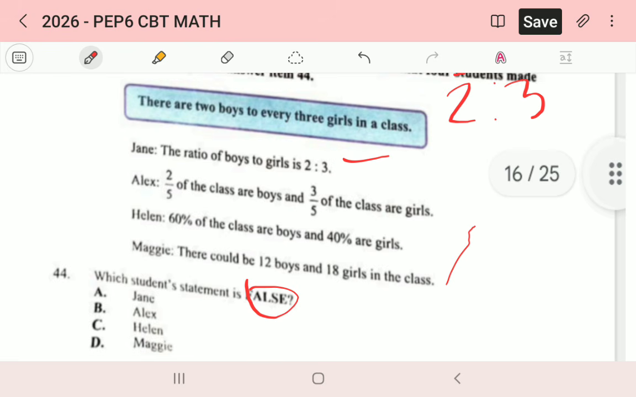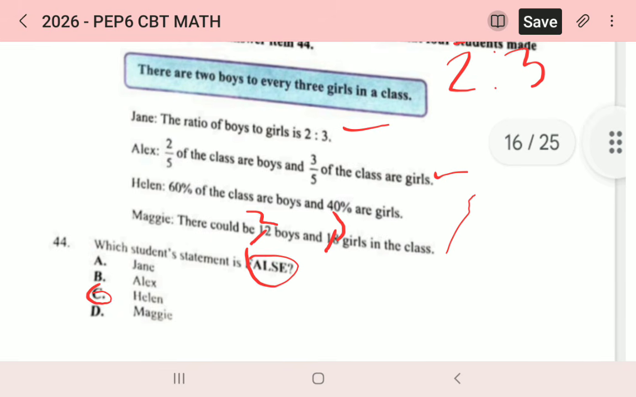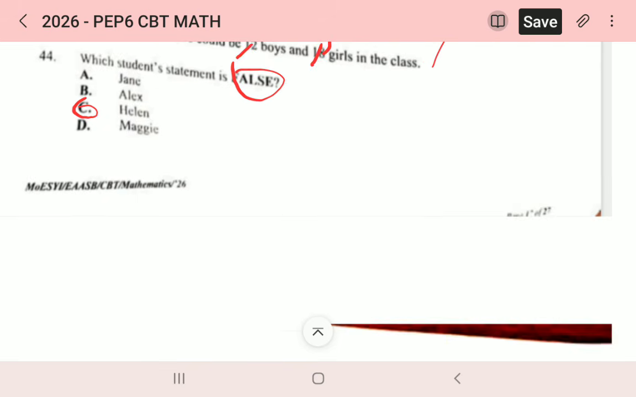Alex says 2/5 and 3/5 would be the same thing, so that would be true. Maggie says there could be 12 boys and 18 girls. That could be true. 6 into 12 is 2, 6 into 18 is 3, so we're still left with 2 to 3. Helen says 60% of the class are boys and 40% girls. That's wrong, so it would be C. Get it? That would turn it the other way, 3 to 2.